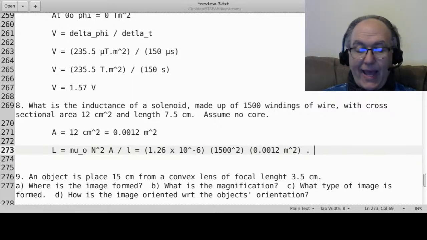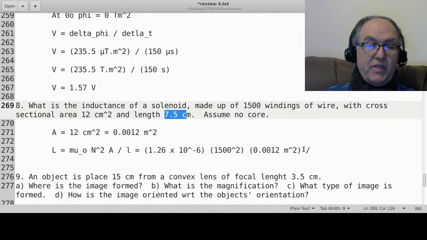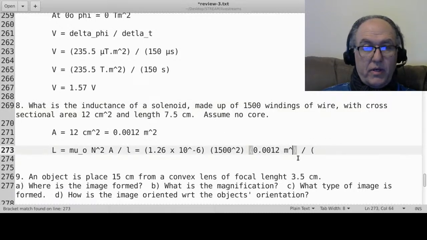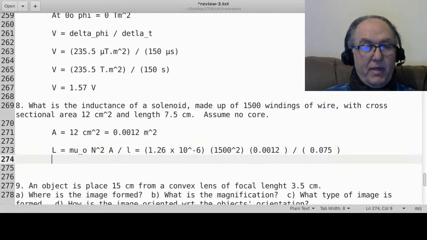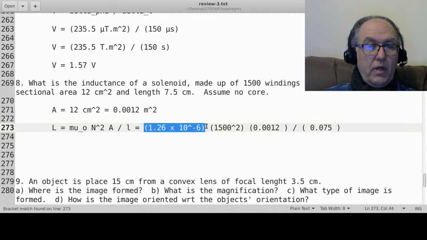So there is our area, and divided by the length. The length of the solenoid is 7.5 centimeters, but we don't need the meters squared there, so I'm going to convert that to 0.075. Okay, so now we have that in meters. All right, so there we go. There's your permeability of free space, there's the number of windings squared, and there's the area in MKS units divided by the length.